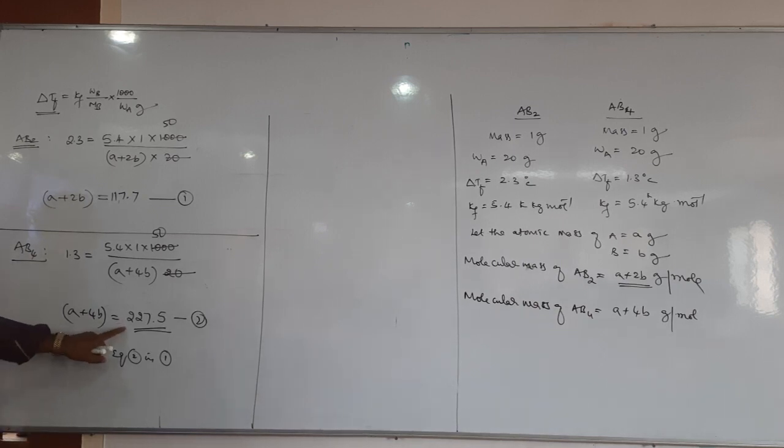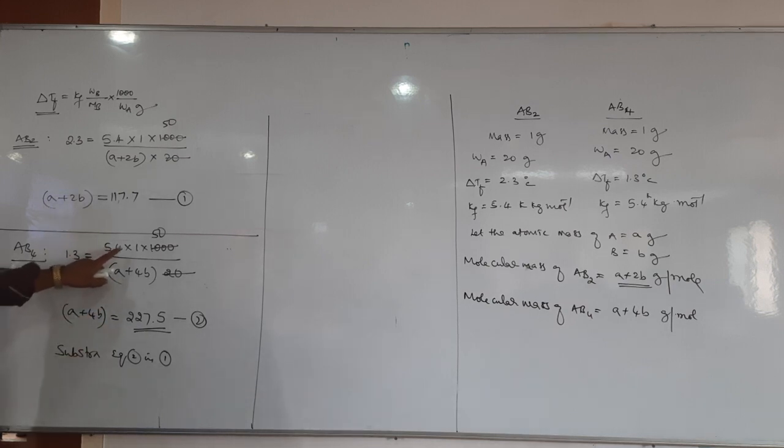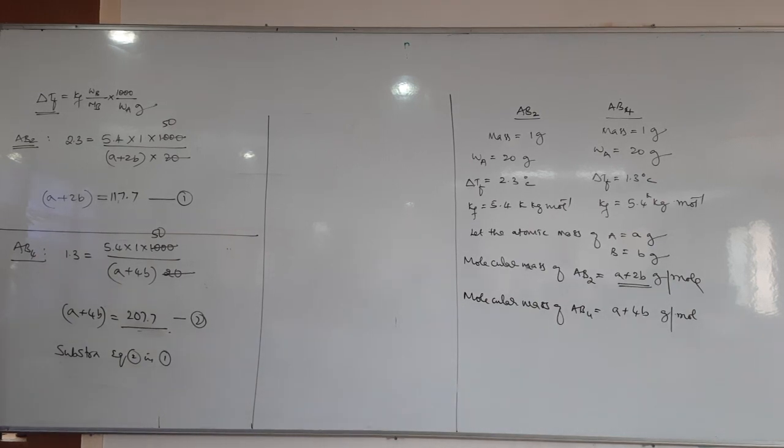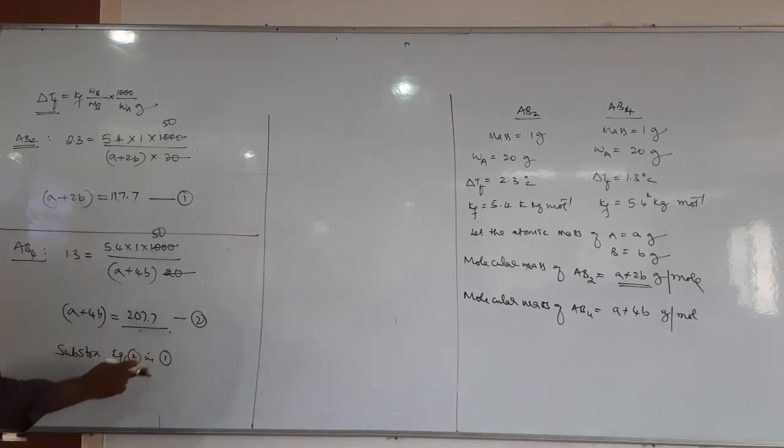You do this first. Is it right? This is 5.4, correct. 1 into 1000, correct. 1.3, right. Calculation only. Do the calculation properly. Right. So therefore, now tell me, A plus 4B equal to 207.7. Then subtract 2 in 1.